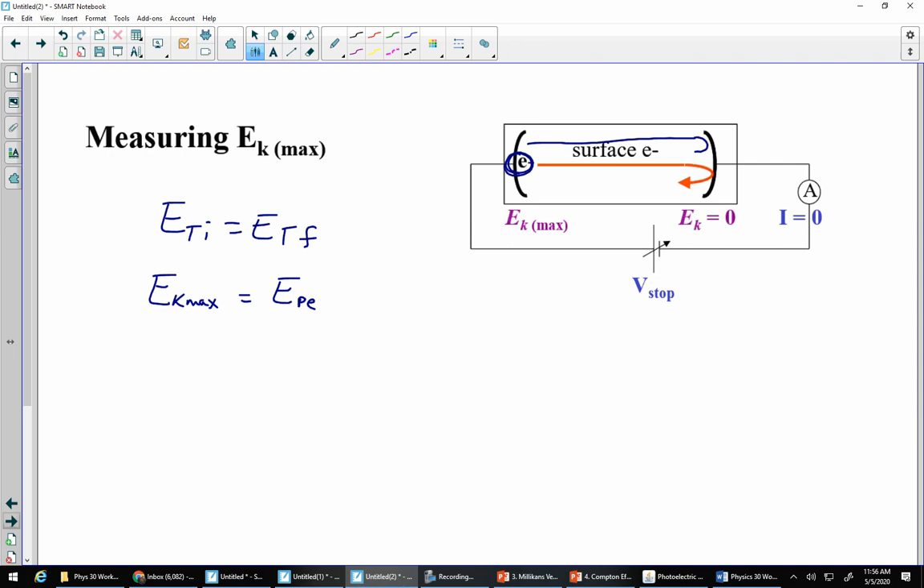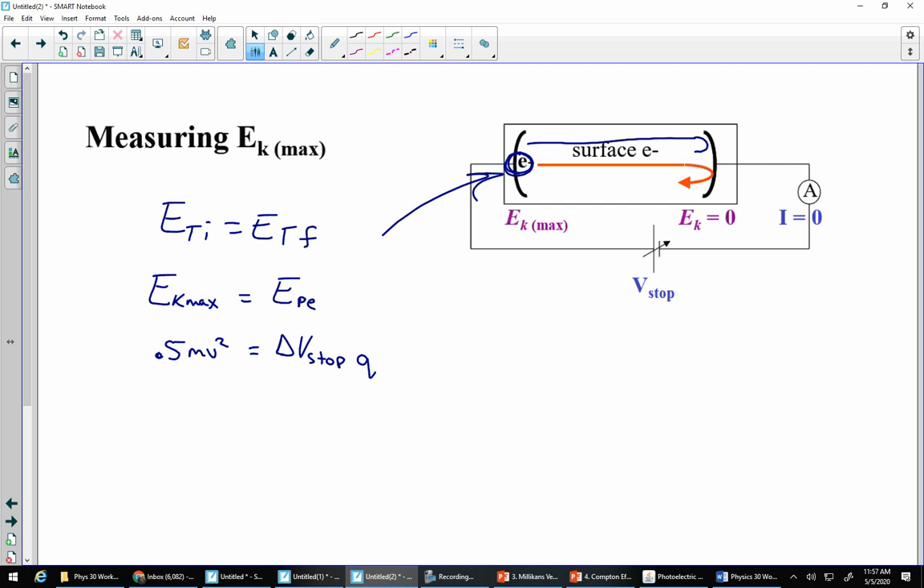Now as I go through, well, EK max, well, it's 0.5 mv squared. That's fine. That's nothing out of the ordinary. But electric potential energy is delta V times Q, right? And in particular, let me just fix this up a little bit. It's not just any voltage. That's actually our stopping voltage times Q. What Q do you think we're talking about here? Obviously an electron, right? We're dealing with electrons here.